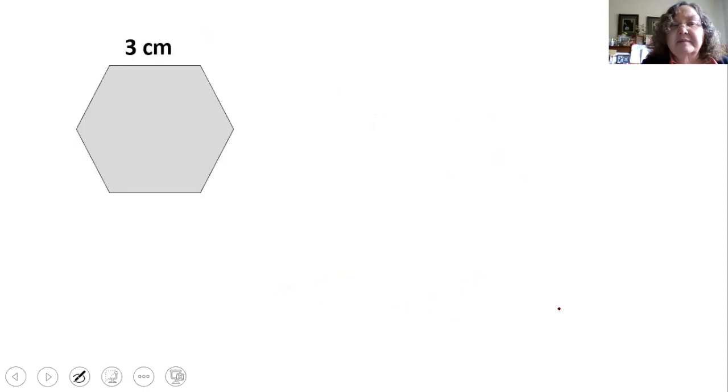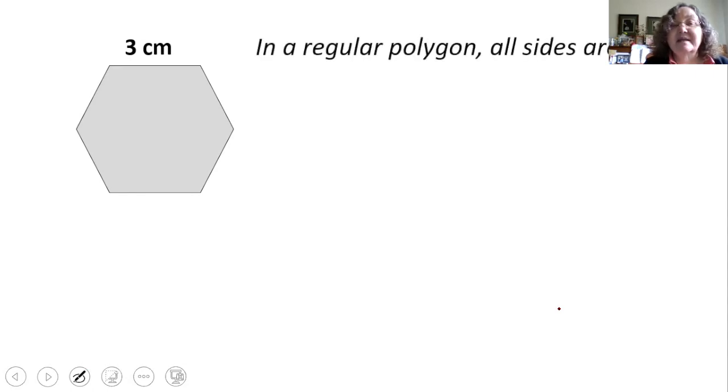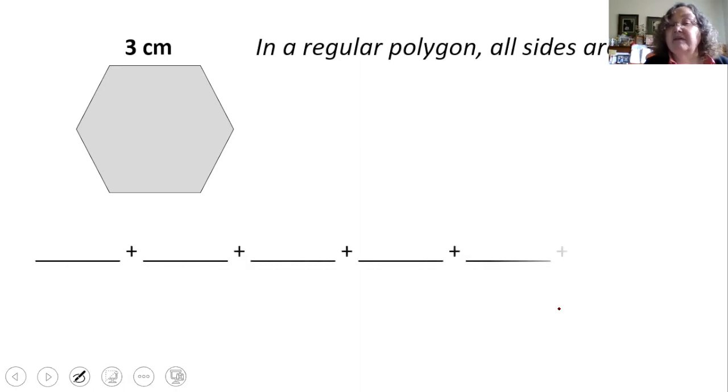Let's look at one more. Oh, I see that this is a hexagon. So how many sides does a hexagon have? 6. And this is a regular polygon. And I know that in a regular polygon, all sides are equal. So now I know I have to have 6 measurements, and this is a regular polygon.